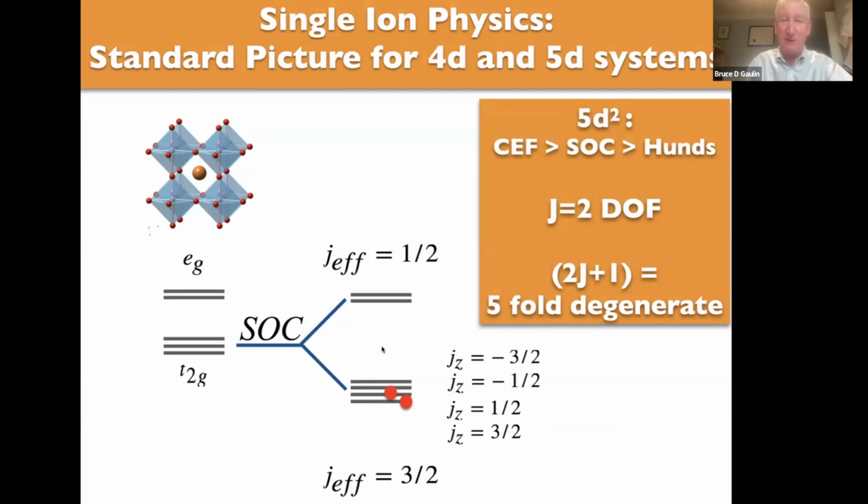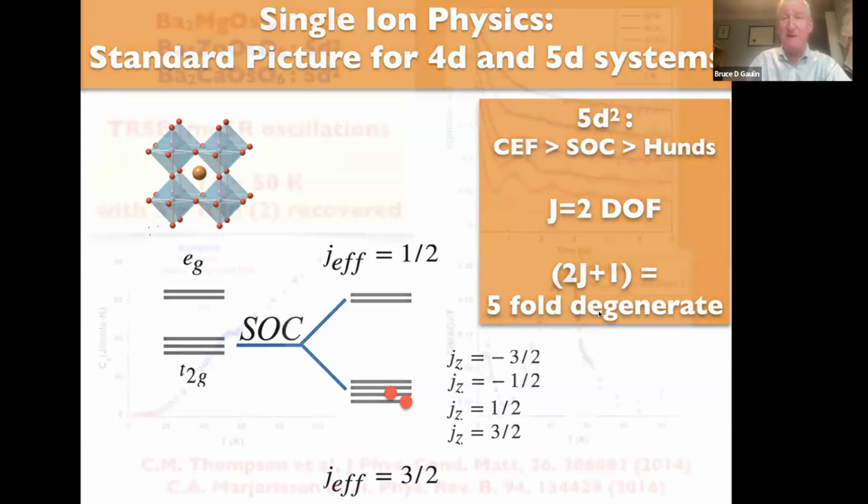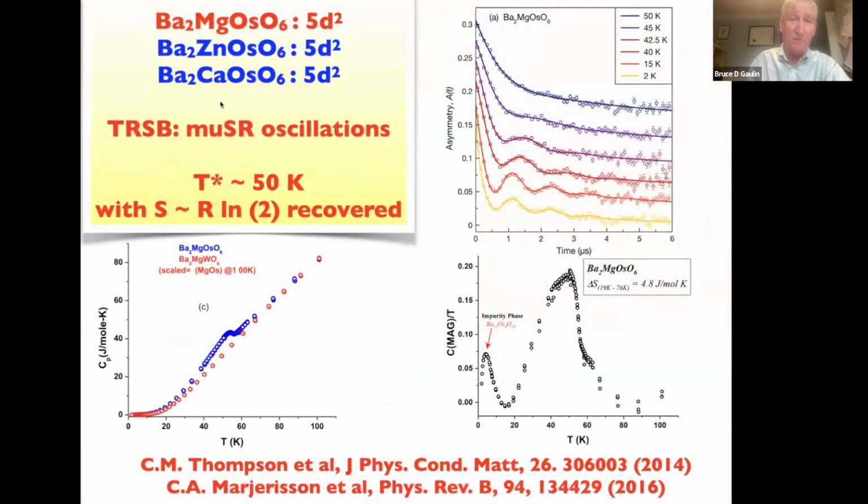So we have the same standard picture for the 4D and 5D systems, but now we've got 2 electrons. And so now, of course, the JZ equals minus and plus a half don't cancel anymore. And so you end up with a J equals 2 degree of freedom, and again a 5-fold degeneracy in the absence of any other perturbations. And then for this problem, we could synthesize this trio of 5D2 systems.